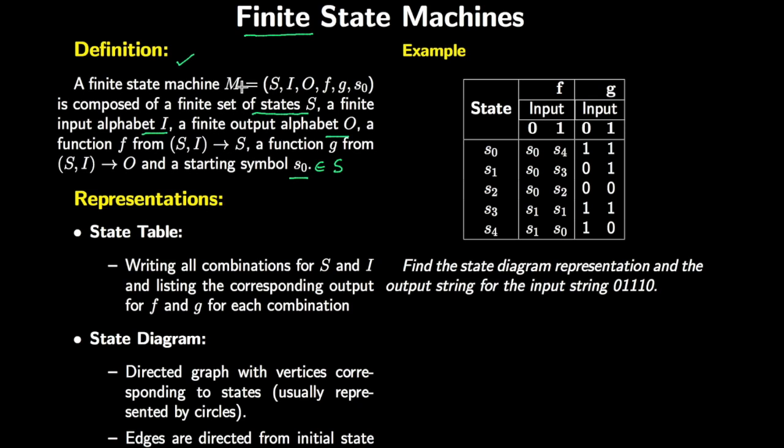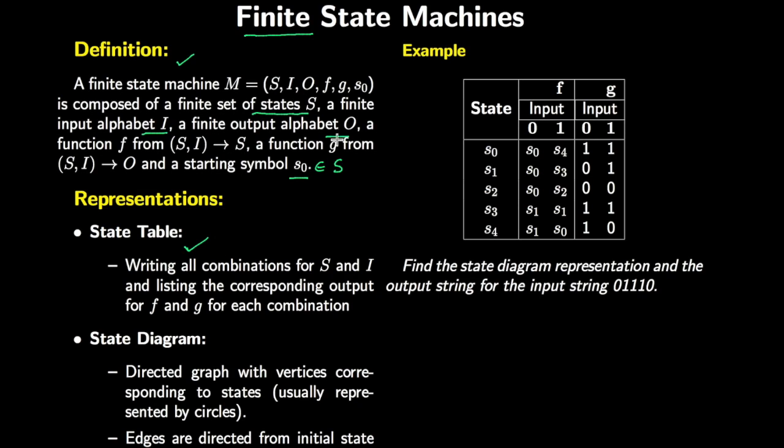Now, representations. This definition is useful when we are actually solving problems, but if we just look at the definition, it's hard to see what it actually means. So let's see the representations. A state table: remember, these are all finite sets. So this means we can write our function in the form of a table in which we can list all the input combinations, and we can write the corresponding output for all those inputs, the same as we did for our Boolean functions.